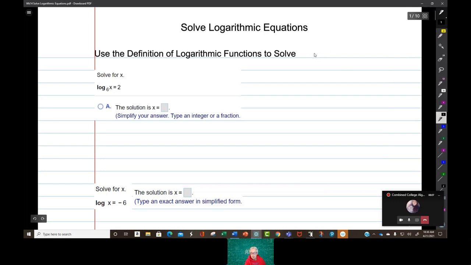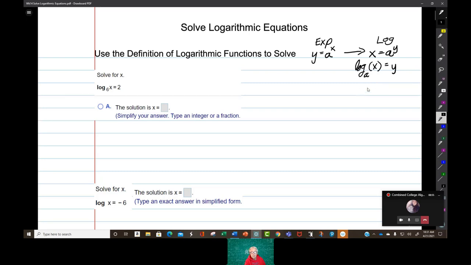An exponential function looks like this: y equals a to the x, where a is just a number. And then, since logarithmic functions are the inverses of these, we first switch the x and the y. And then we solve for y, and this is what you have: log base a of x equals y.